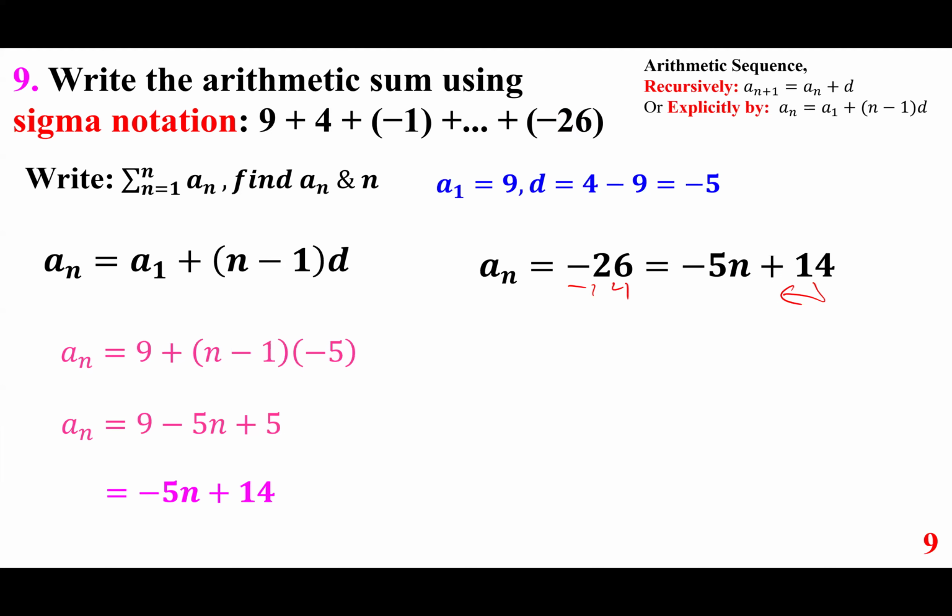Subtract 14 and we get minus 40. Divide by negative 5, n is 8, meaning this is the eighth term. We are just showing where we stop, what term it is, n equals 8. The summation of n going 1 to 8, a sub n, which is this one. So we are showing this with the sigma notation. Sigma means sum them up, add them up.